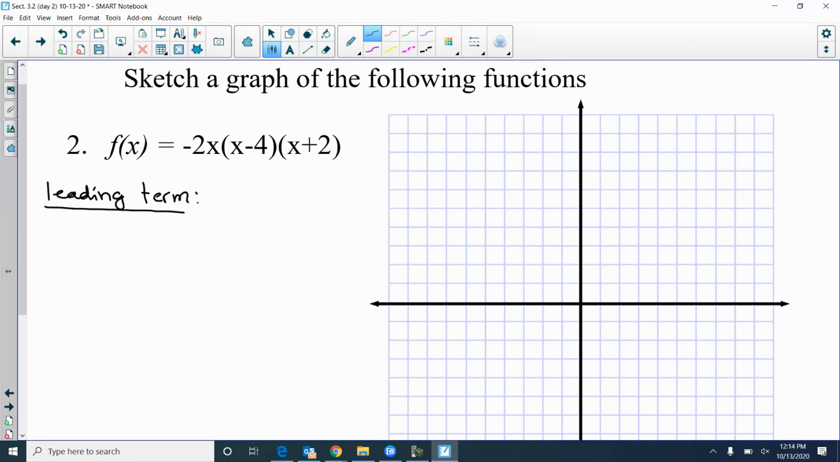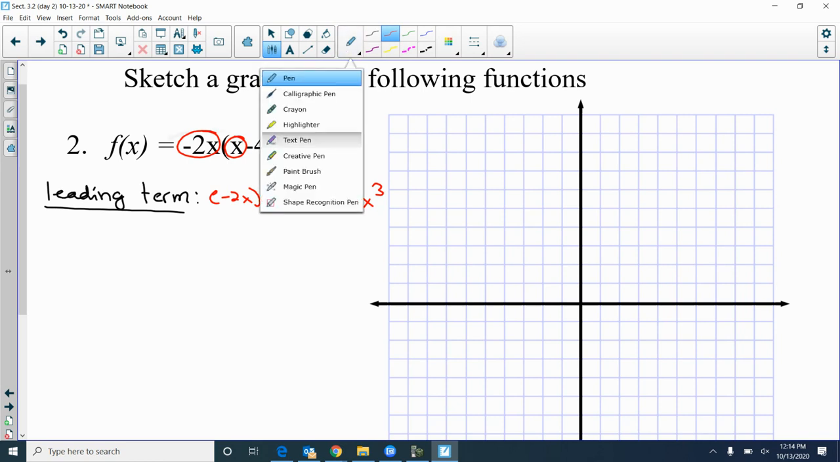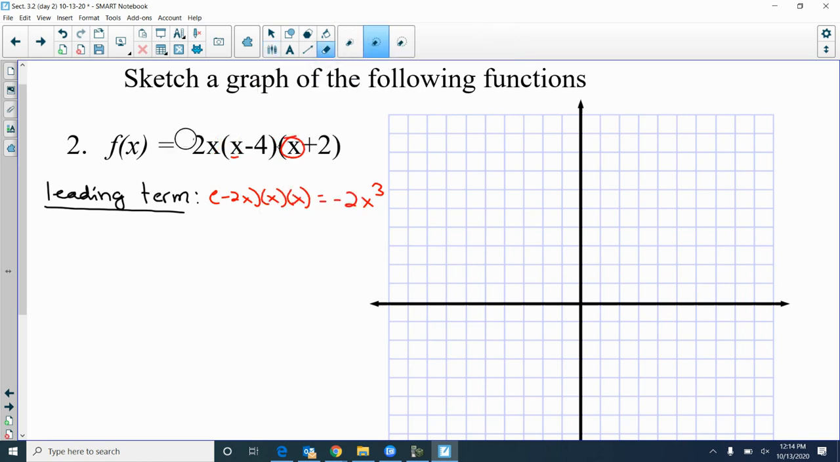Take everything with an x, including the -2 with it. So you're going to take -2x times x times x, which is -2x to the third. So think about the end behavior. -2x cubed. If you don't have it memorized yet, it opens in opposite directions, but is it low to high or high to low?